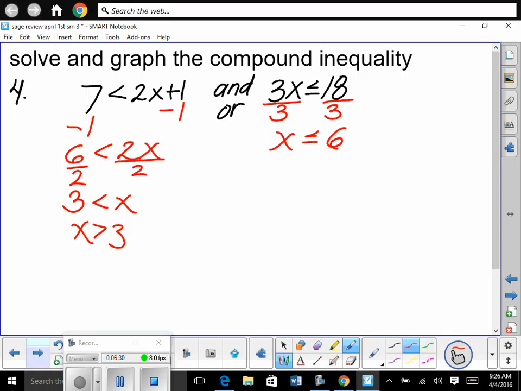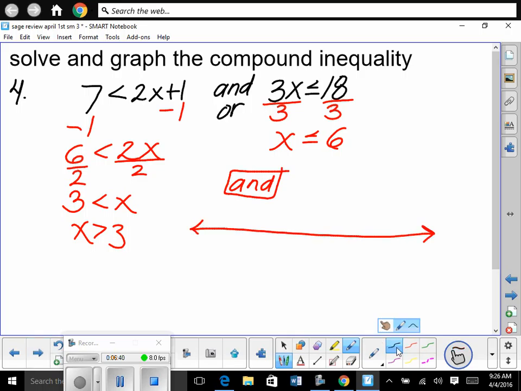Okay. So we're going to graph and versus or on a number line. So we're going to do and first. So I'm going to draw my number line. And is picky. It's the intersection of both, where at the same time. So I'm going to draw my number line: 0, 1, 2, 3, 4, 5, and 6. So this could keep going.